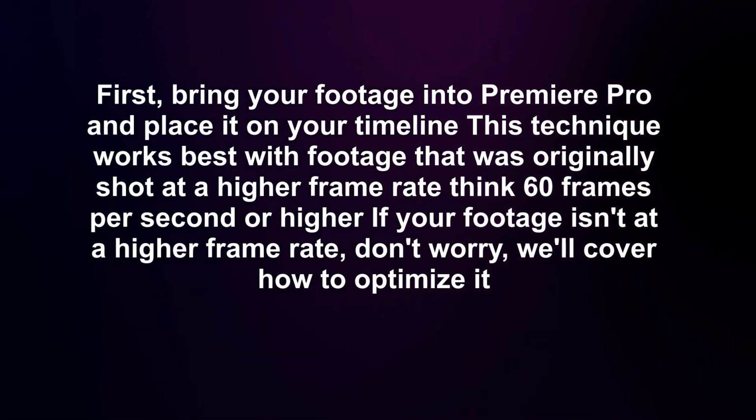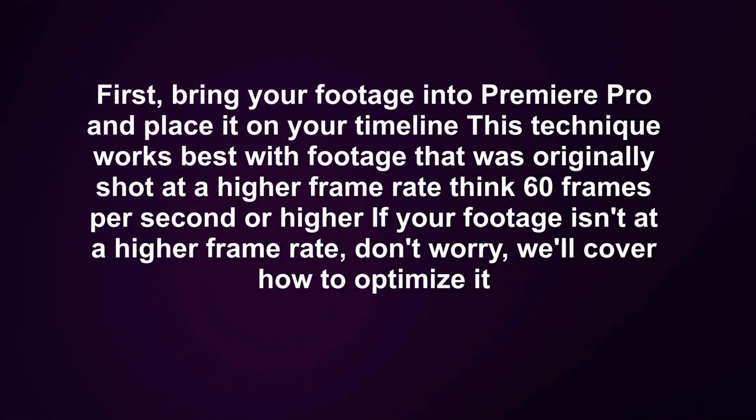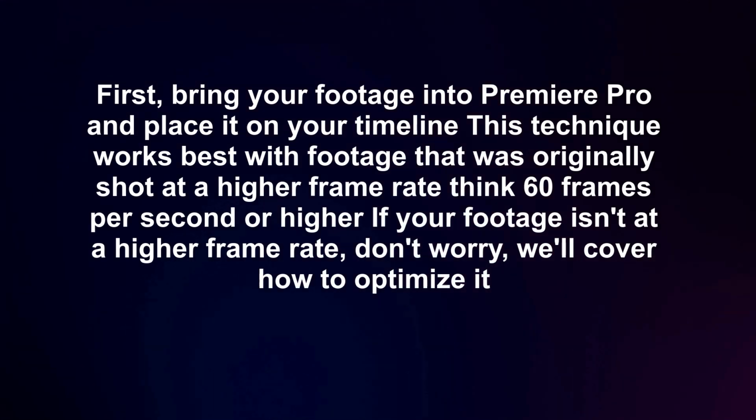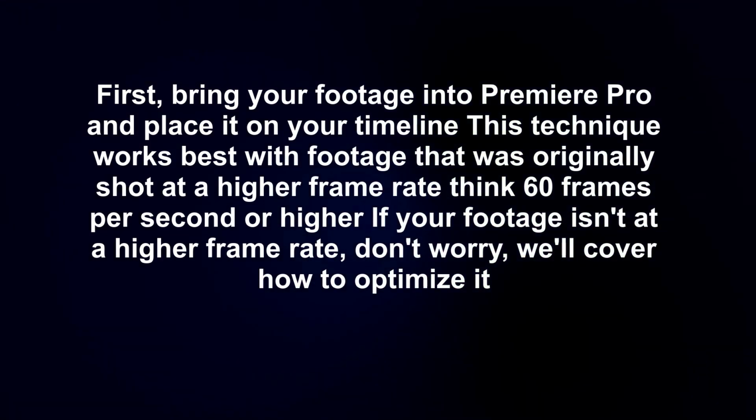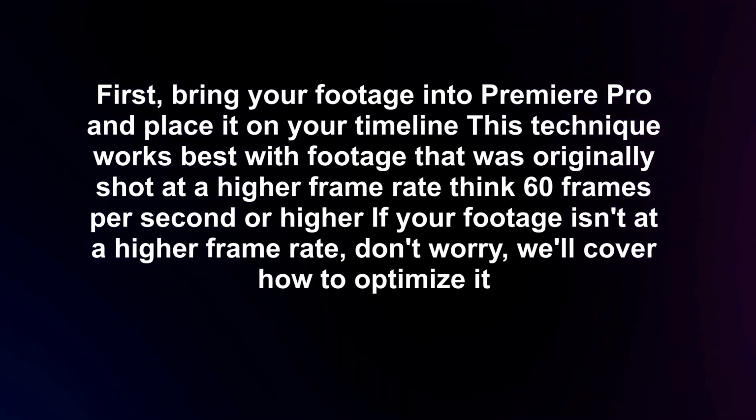First, bring your footage into Premiere Pro and place it on your timeline. This technique works best with footage that was originally shot at a higher frame rate. Think 60 frames per second or higher. If your footage isn't at a higher frame rate, don't worry. We'll cover how to optimize it.